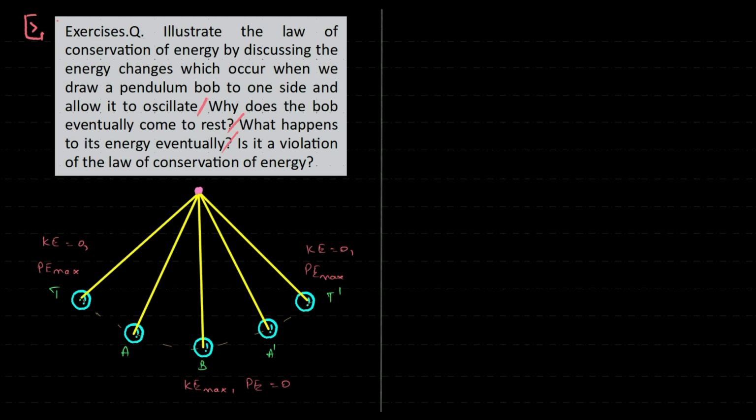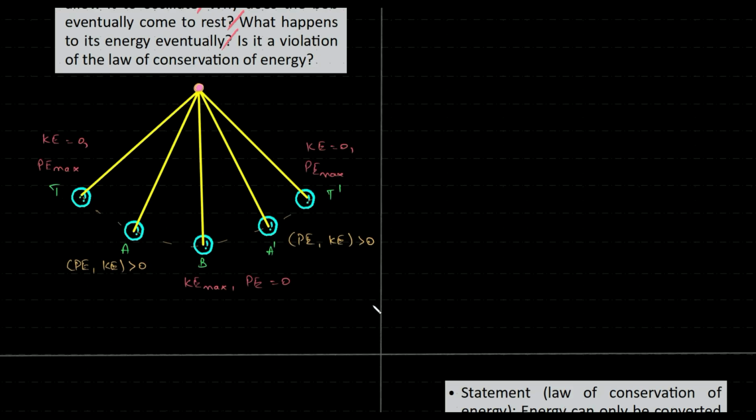While in between the positions, over here, potential energy and kinetic energy are both greater than 0. And here too, potential energy and kinetic energy are both greater than 0. Agree? So this same pattern has to be explained in detail. That's what they want. They want us to explain this in detail, the energy transformation and so on.